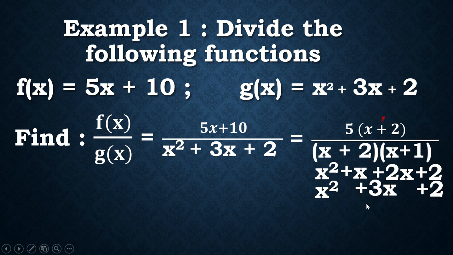And then we cancel x plus 2, because it is a common factor in the numerator and denominator. So our final answer for example number 1 is 5 over x plus 1.